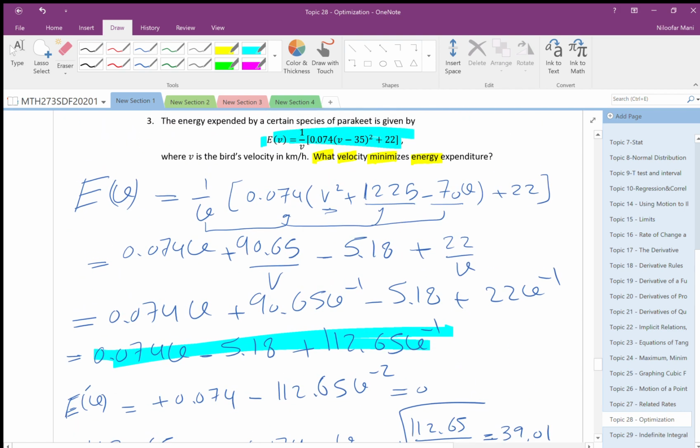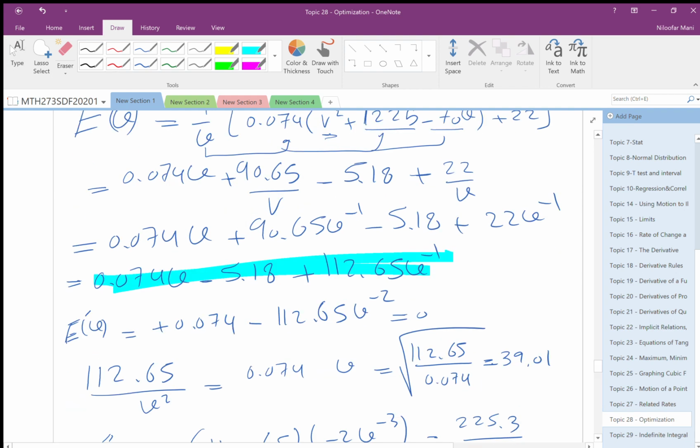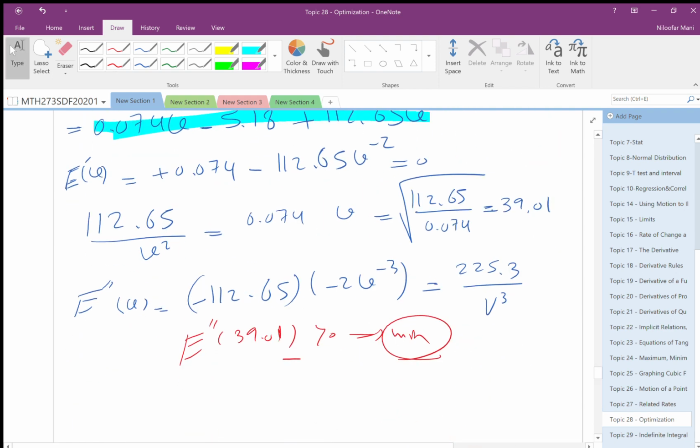So here I have the equation, I have the function, and I want to see which speed means which v, this is v here, which v makes E minimum. Okay, so I just simplify the function, and then I find the first derivative, and then equals 0, and then I find v. Okay, so then I substitute in second derivative, and see second derivative is positive, so for sure I have minimum.